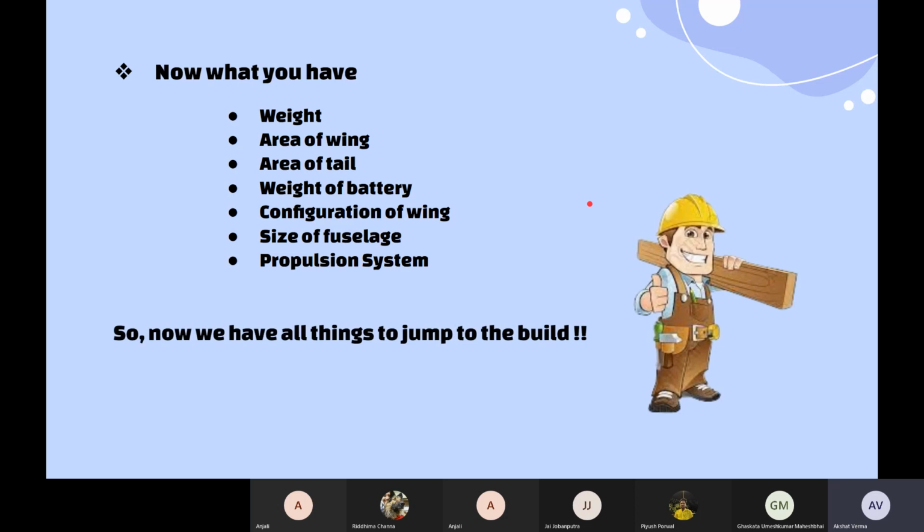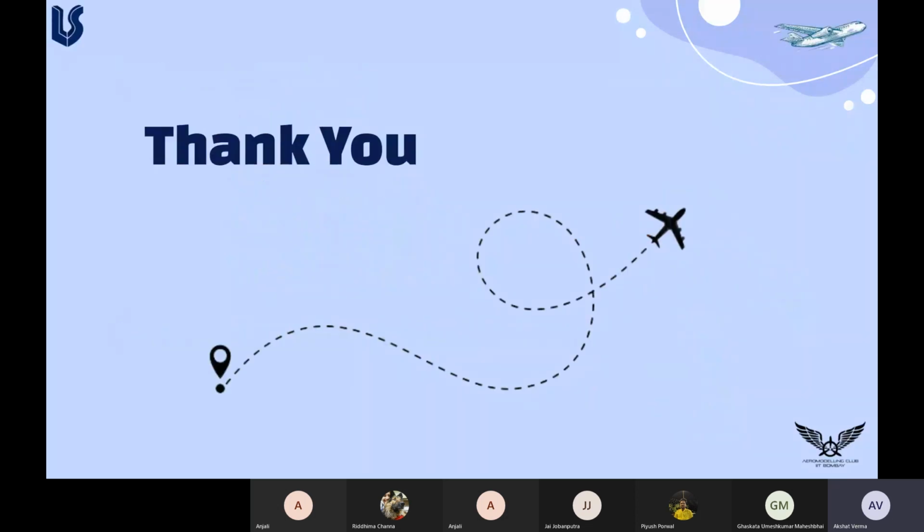And thus we have got almost everything. So now we have all things to jump to the build, and you can actually start building your aircraft depending on all those parameters which we have obtained, and that will yield a fairly stable and fairly good performing aircraft. Now we have a quick XFLR5 demo on stability lined up for you, and I request Anjali to take up from here.